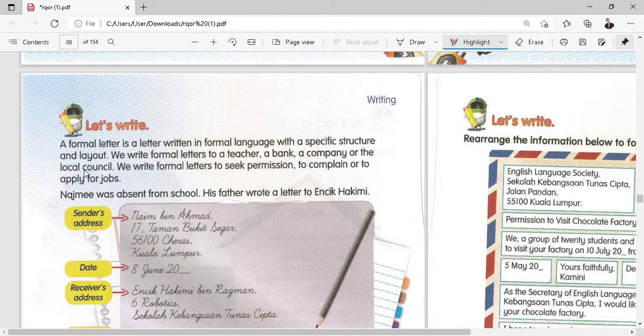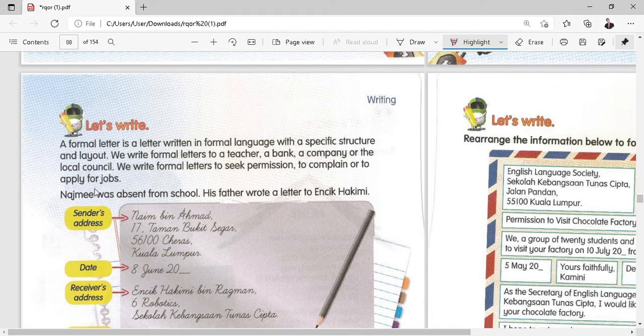Now, this is the difference between a formal and an informal letter. You may write an informal letter to your friends, your cousins, your family members, but when writing to a teacher, a bank, a company, or a local council, you need to write a formal letter and you must use formal language. We write formal letters to seek permission, to complain, or to apply for jobs.